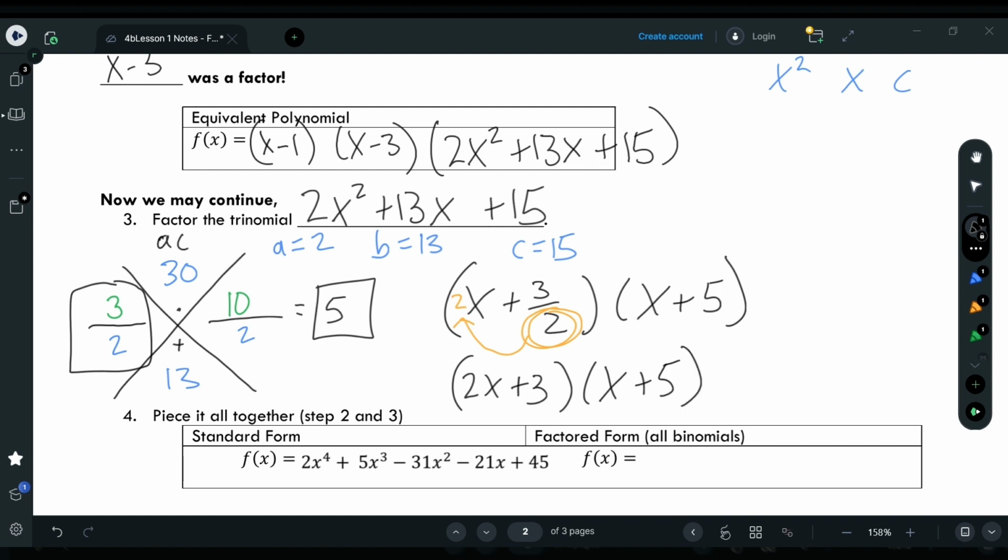Okay, and now we're going to put it all together. So now we're going to have our final factored form, our original fourth degree polynomial, fully factored. These are the pieces that we're going to use here. This binomial and this binomial and these two binomials. So let's put those all together.